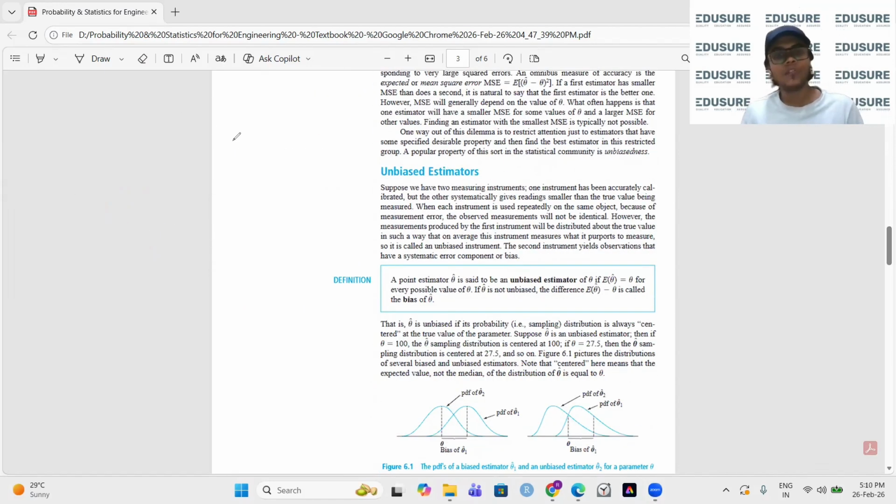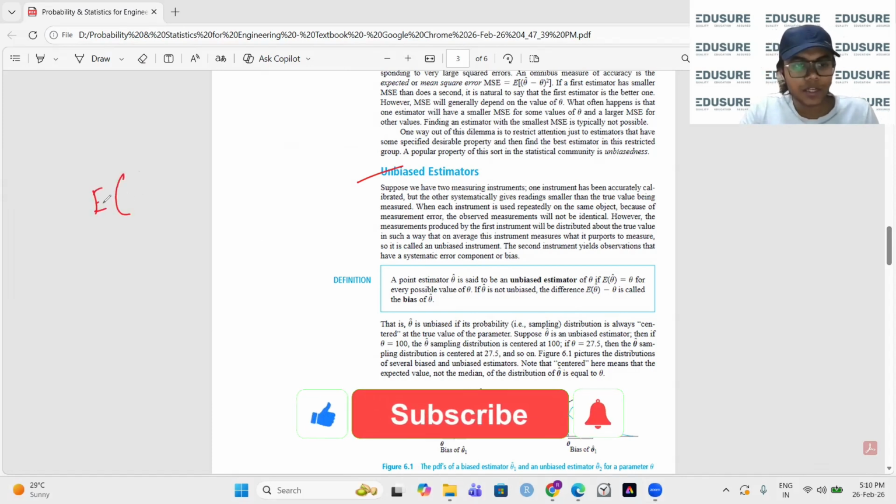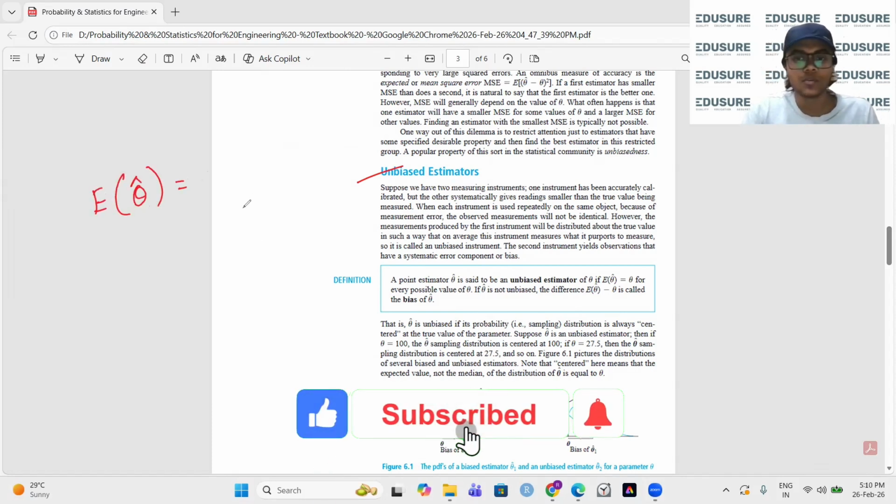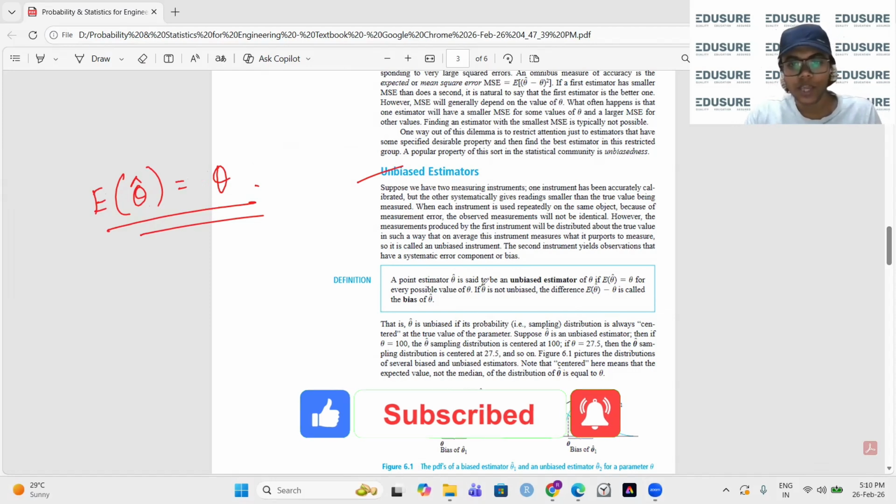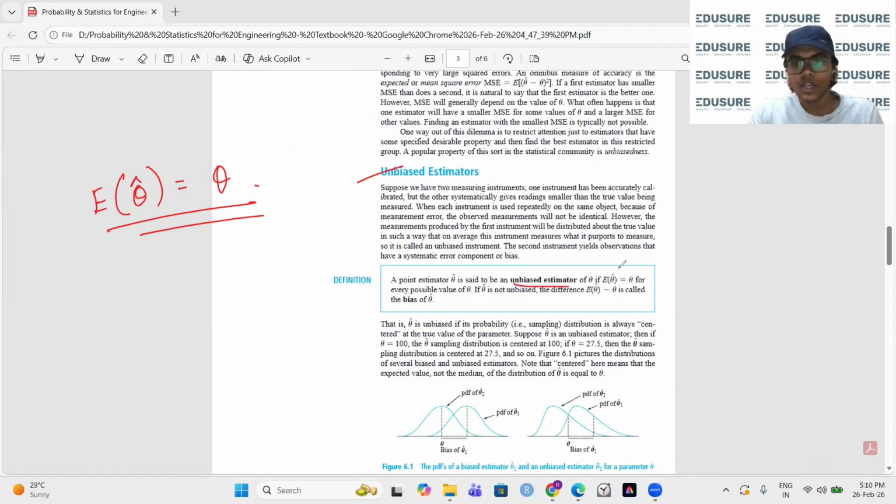So we need to know a couple of properties when we are talking about estimators, especially point estimators. One of them is unbiased estimator. An estimator is said to be unbiased when the expected value of that estimator is equal to the parameter. So a point estimator theta hat is said to be an unbiased estimator of theta if expected value of theta hat is equal to theta for every possible value of theta, for all theta.